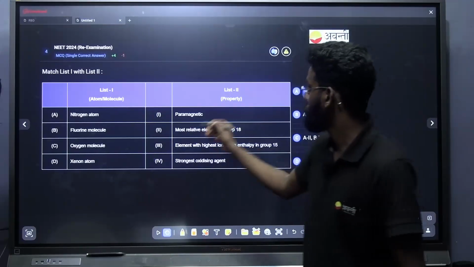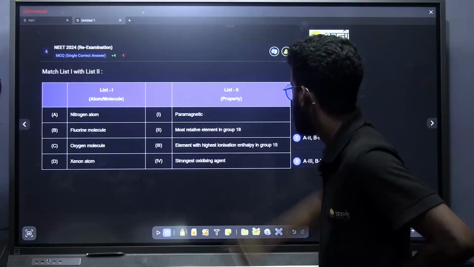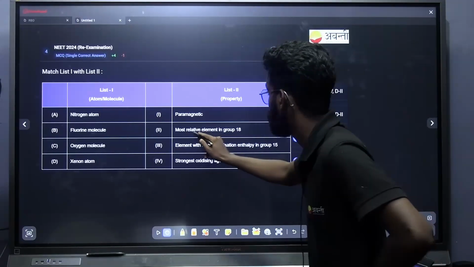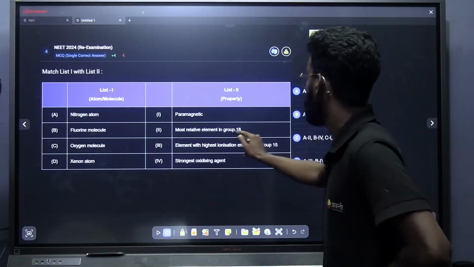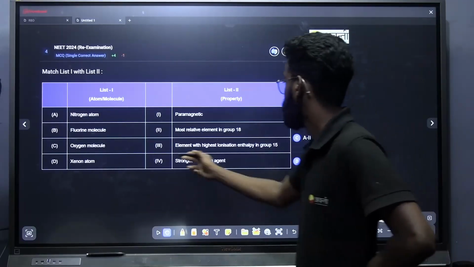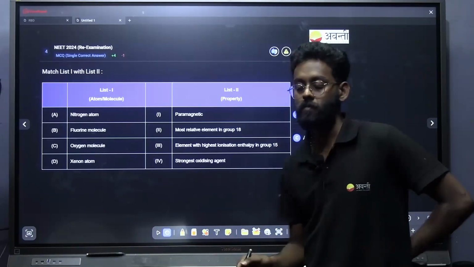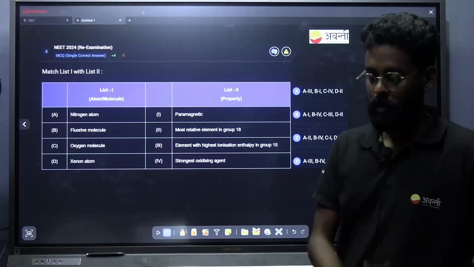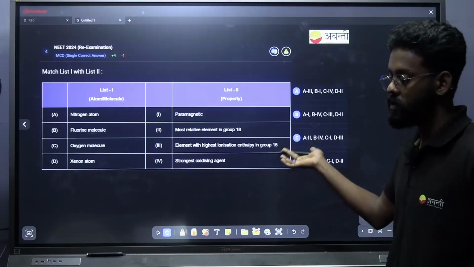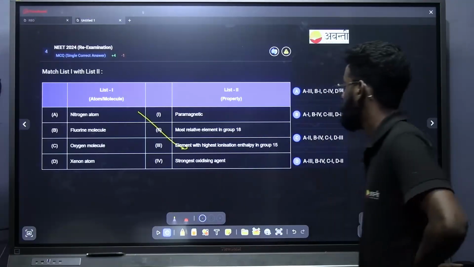Among these, which one is matching properly to the nitrogen atom? The options are: paramagnetic, most reactive element in group 18, element with the highest ionization enthalpy in group 15, and the last option is strong oxidizing agent. Tell me students, which one is going to match with nitrogen? Yes, very good. It is clearly the highest ionization enthalpy in group 15.